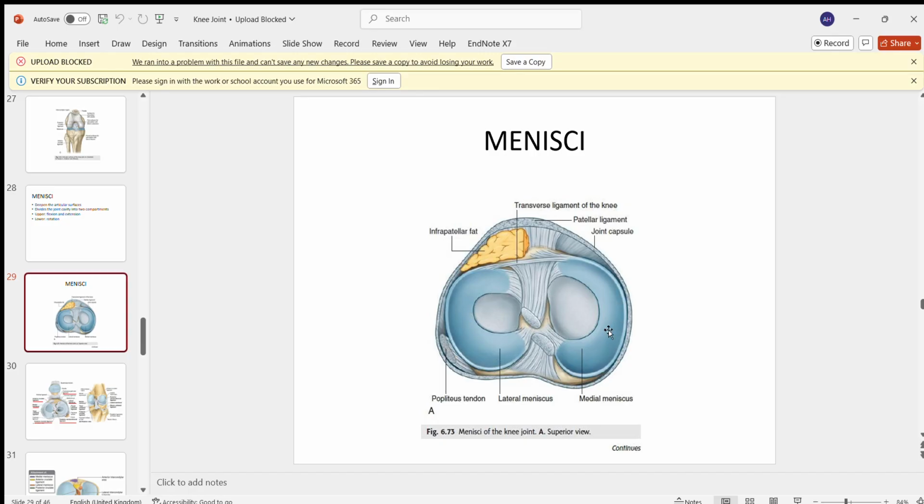They deepen the cavity and stabilize it. Plus, they divide the joint cavity into two parts, an upper part where flexion and extension is taking place, and an inferior part where rotation is taking place.